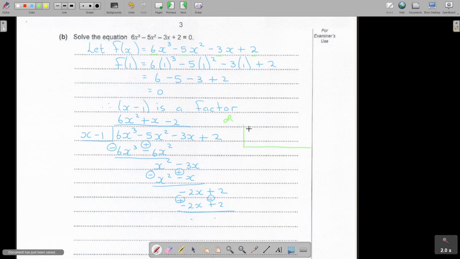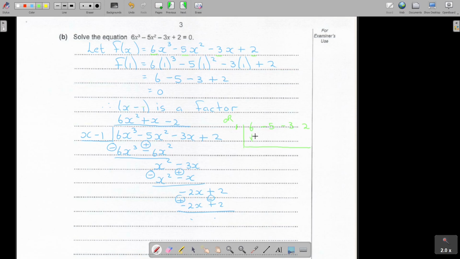Okay, so I'm going to have 6, negative 5, negative 3, and 2. Okay. And what is my factor there? It's going to be 1. Remember, you still take it over equal to 0, so it's going to be x equals 1.